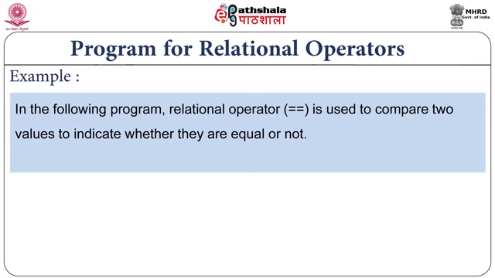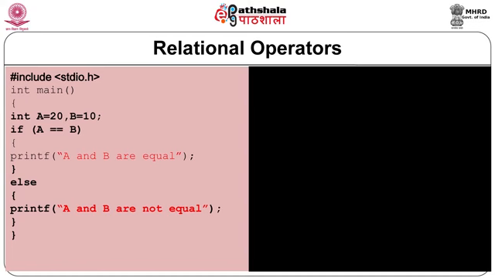This is the task. Now let us see this program. Here I am using relational operator, A equal to 20, B equal to 10. So these values are not similar. Now I want to check through the program. If A equal to B, here I am using relational operator, you know these values are not same, and I am using this relational operator in if statement.